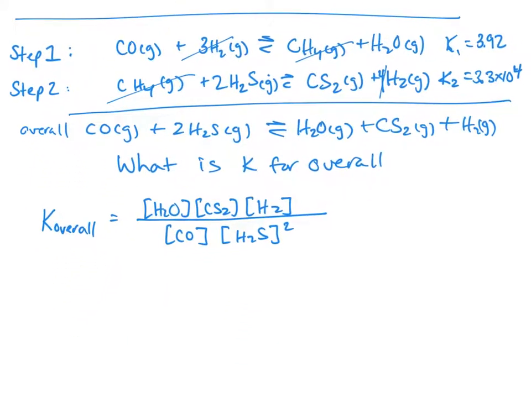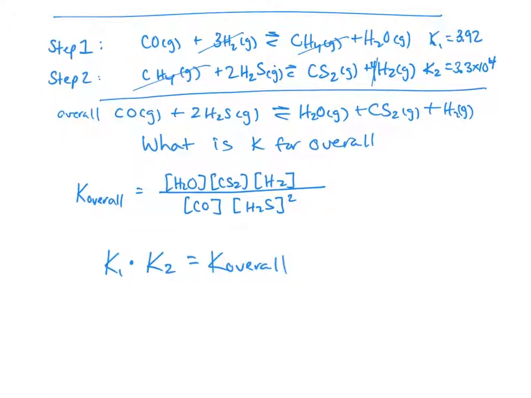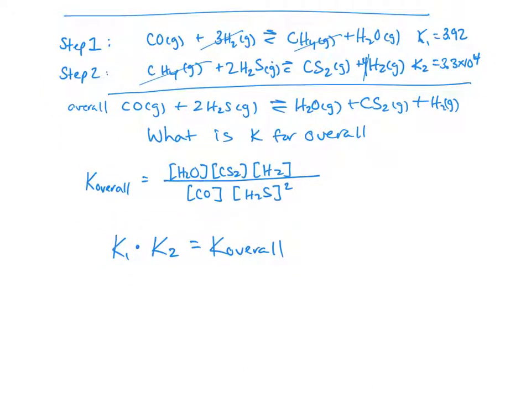So the cool thing that happens is that if you take the equilibrium constant expression from step 1, and you multiply it by step 2, you should end up with K overall. And we can prove that by simply writing our equilibrium constant expressions for K1 and K2 and showing that multiplication forms our K overall.